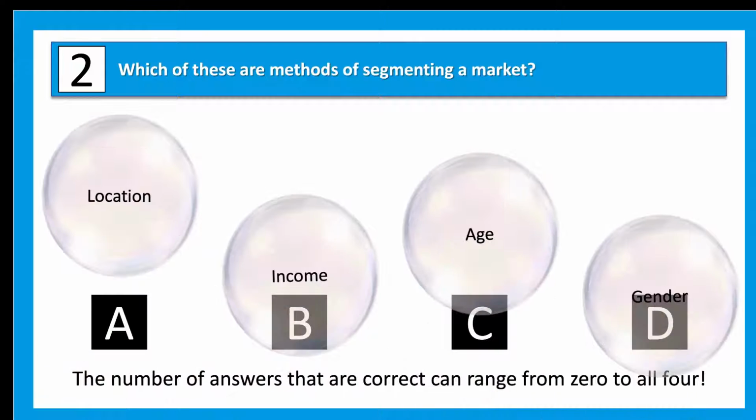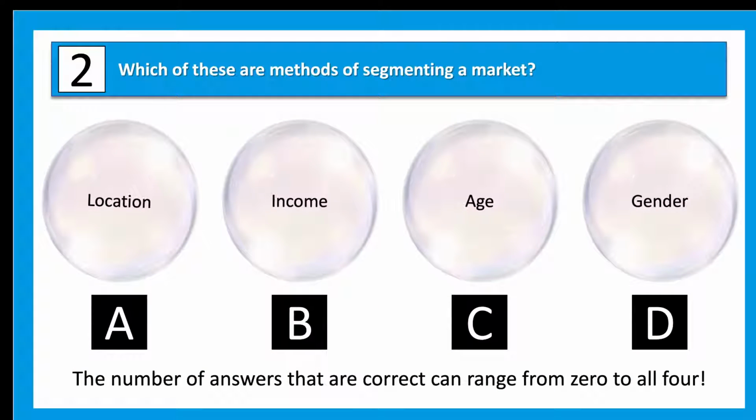We'll look at a few more of these. Question number two, which of these are methods of segmenting a market? Which of these are ways of dividing up a market? We've got location, income, age, and gender. How many of those, if any, are correct? 0, 1, 2, 3, or 4. And if you want to give me the letters, please do so. Lots of answers coming in. Well done, Lois. I think you were first.